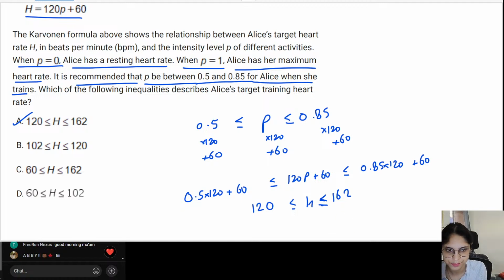Okay. Hi Abby. Miraculous Samiksha. Right now I'm not teaching straight line. I am teaching inequalities. Linear inequalities.